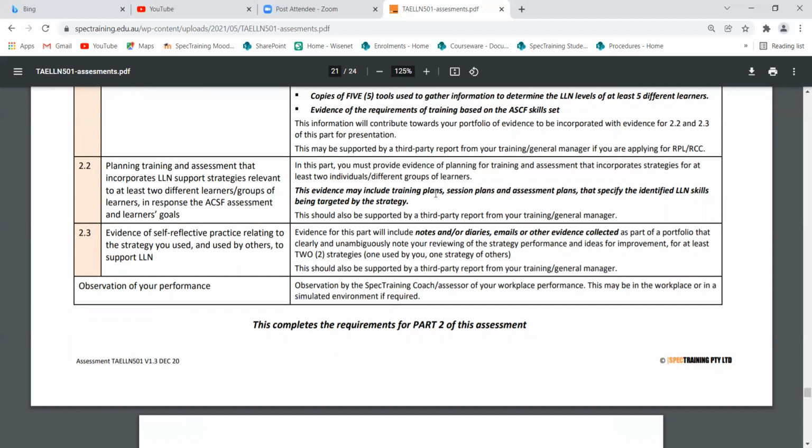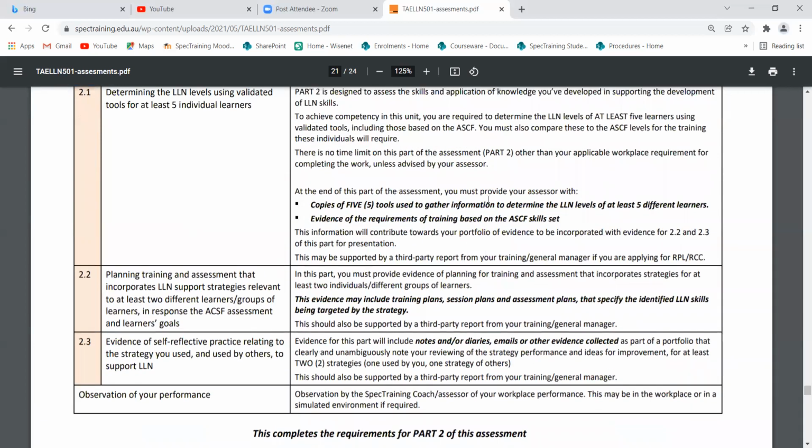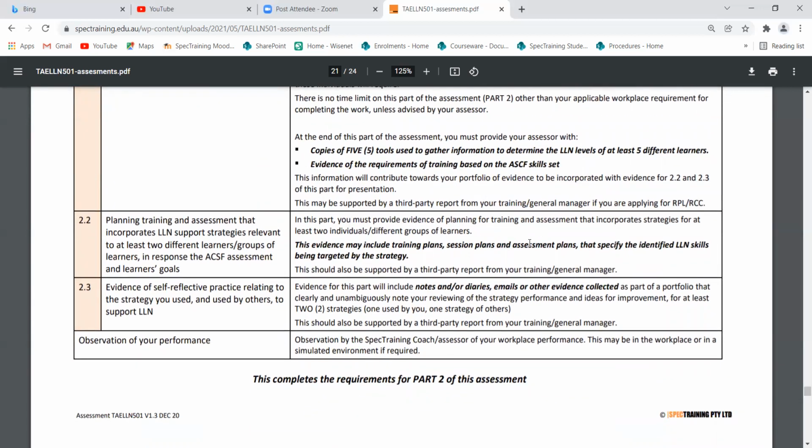essentially what I suggest people do is create 2 session plans, so 1 session plan per learner, and show how you have modified it to cater for the LLN difficulties or challenges that learner has. Okay, now it could be a training plan, it could be a session plan, or an assessment plan. And you just need to show us how you've modified the plan to meet that learner's needs. All right, the learners we're talking about are the 5 up here. Okay, so you pick any of the 2 learners, and you just create a training plan or a session plan or assessment plan, and you modify it based on their needs.